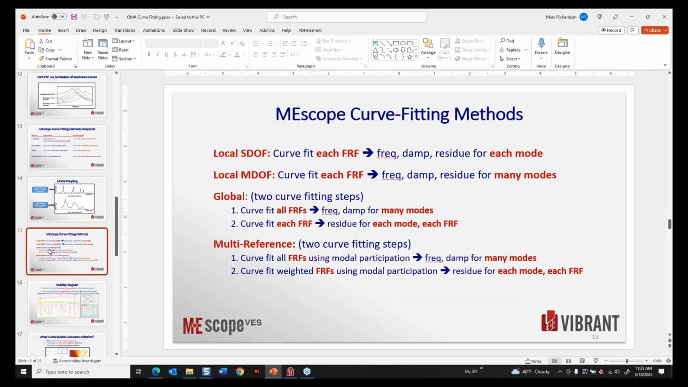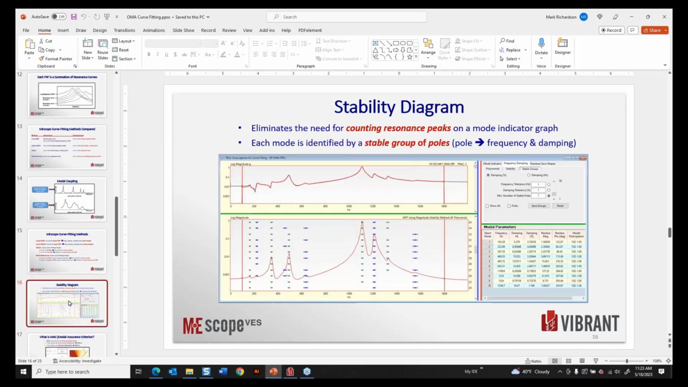So here's a little more detail on the 4 different types of fitters. I'm going to move along here pretty quickly. Why do we use a stability diagram? Well, it's because our mode indicator, which we need for the MDOF and the global fitters, what we call the polynomial fitter in MEscope, needs to know how many modes are in the data in order to curve fit it.